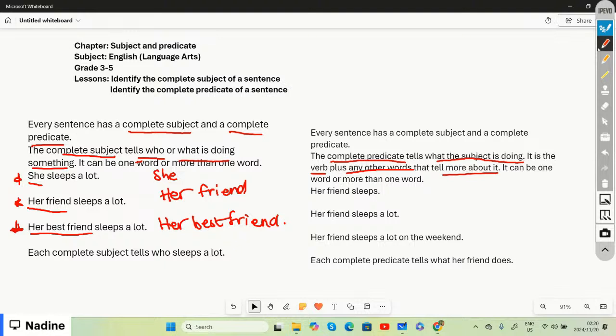All right. And also, when it comes to the completed predicate, it can be one word or it can be more than one word.